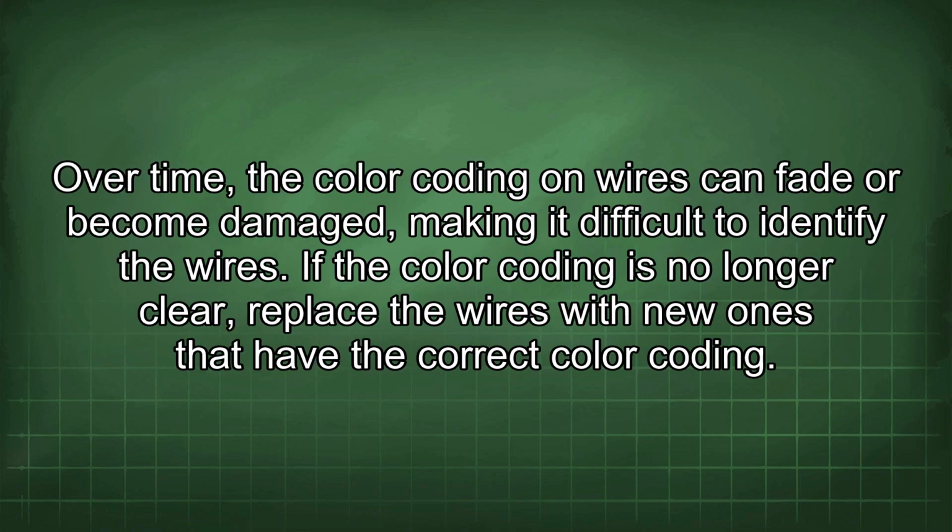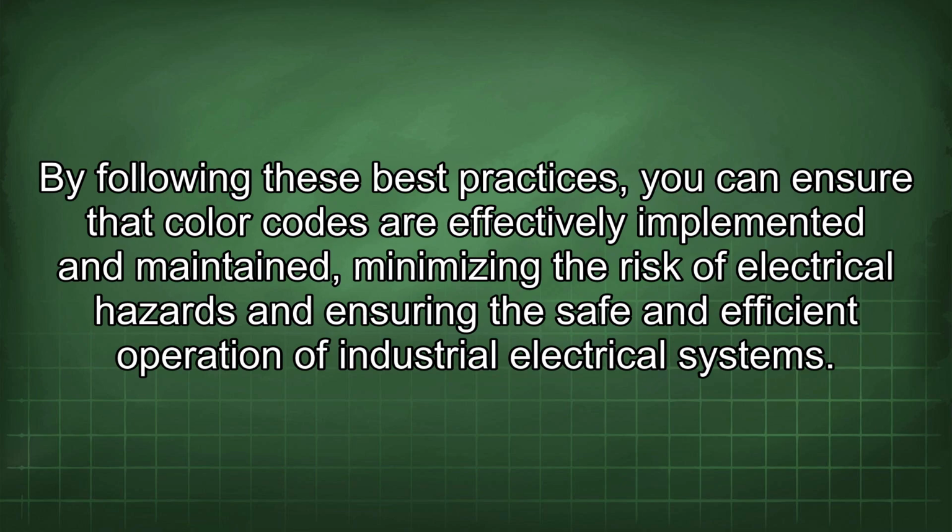Over time, the color coding on wires can fade or become damaged, making it difficult to identify the wires. If the color coding is no longer clear, replace the wires with new ones that have the correct color coding. By following these best practices, you can ensure that color codes are effectively implemented and maintained, minimizing the risk of electrical hazards and ensuring the safe and efficient operation of industrial electrical systems.